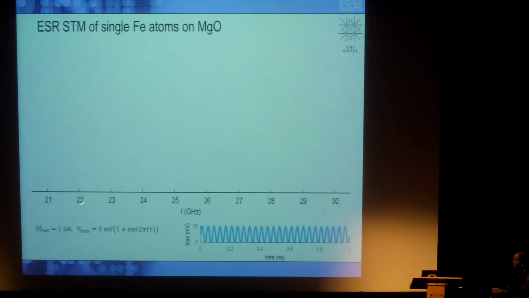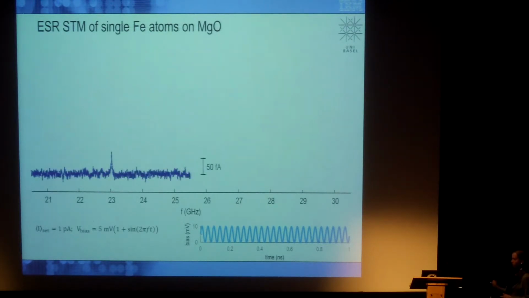In contrast to most conventional ESR experiments, we sweep the frequency between 20 and 30 gigahertz. Most experiments sweep the magnetic field. What we do is we have the static voltage that we apply, and then the oscillating voltage on top of that.